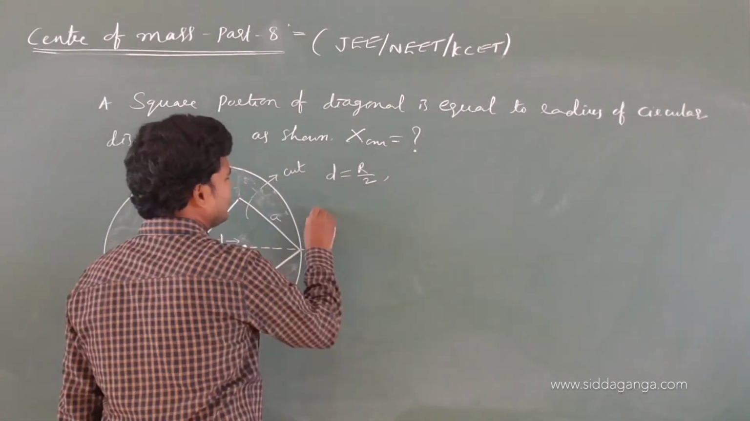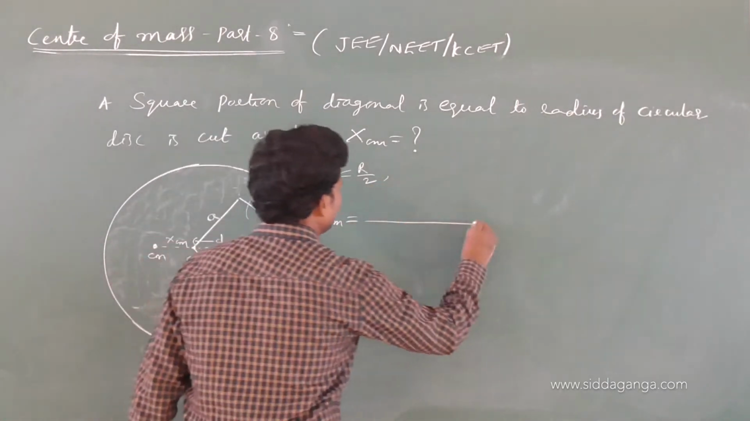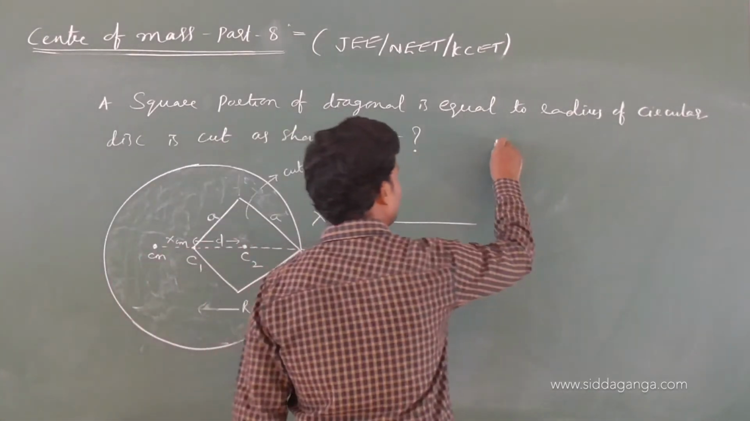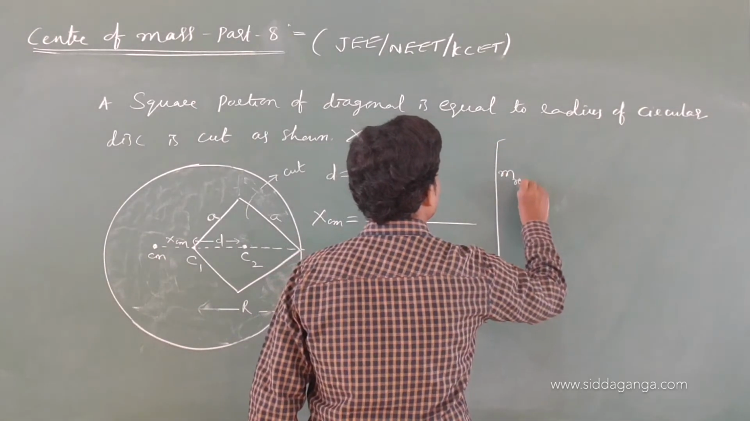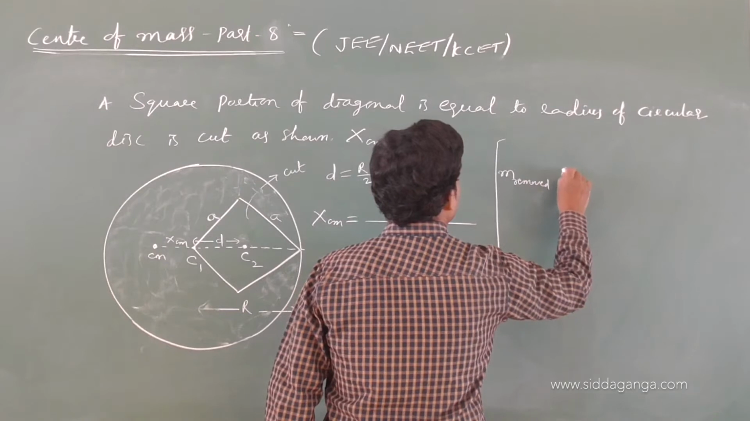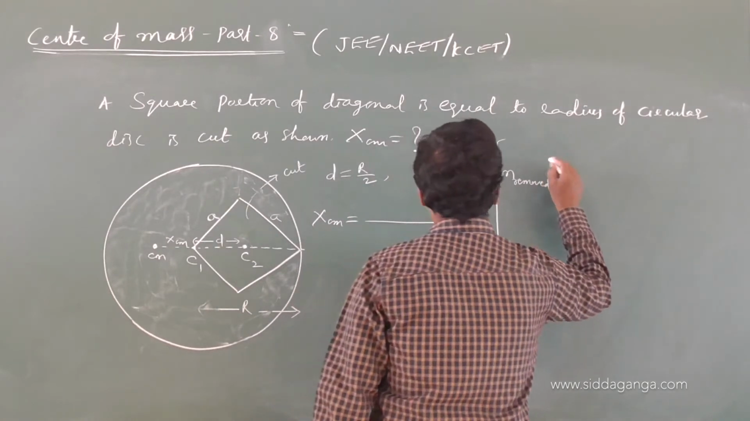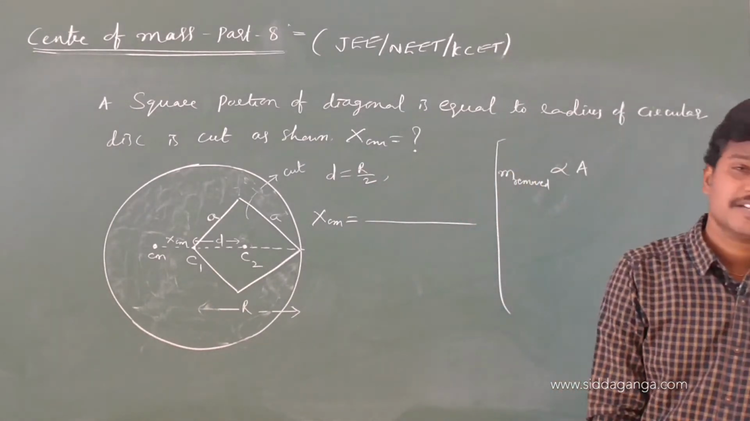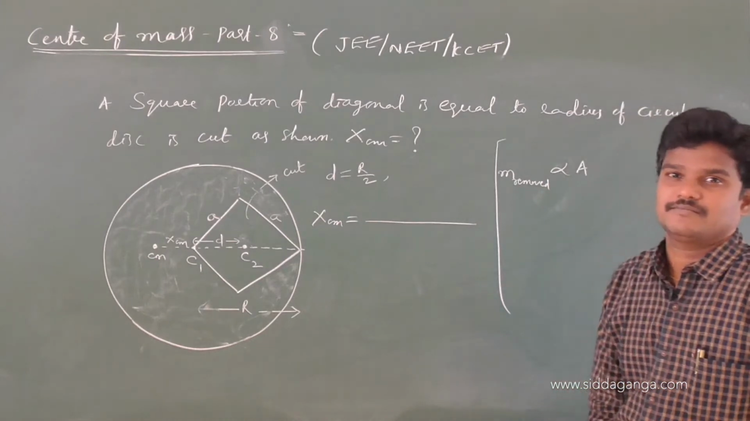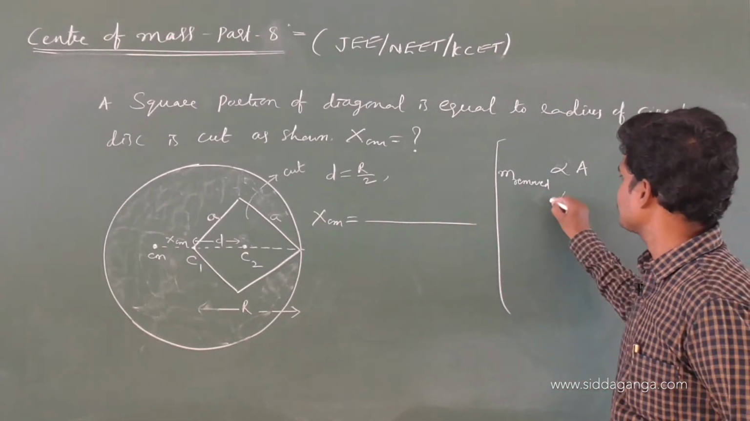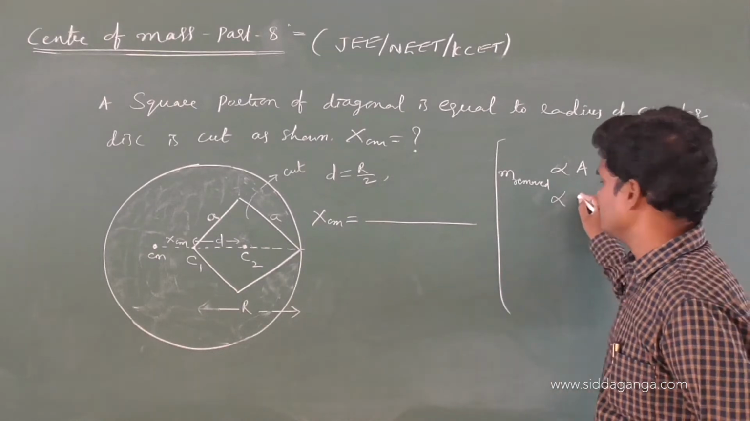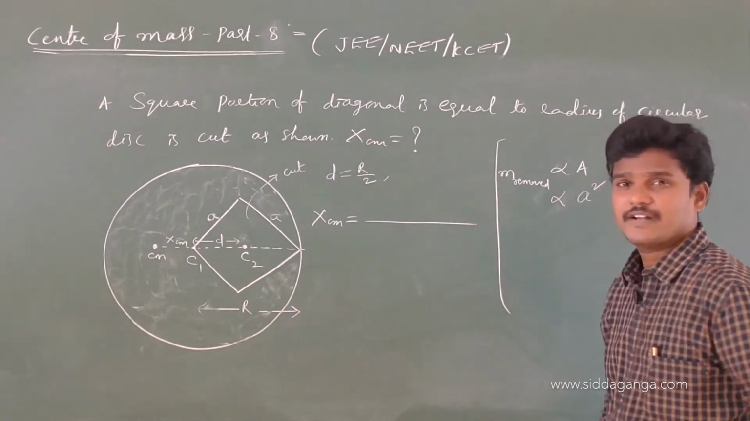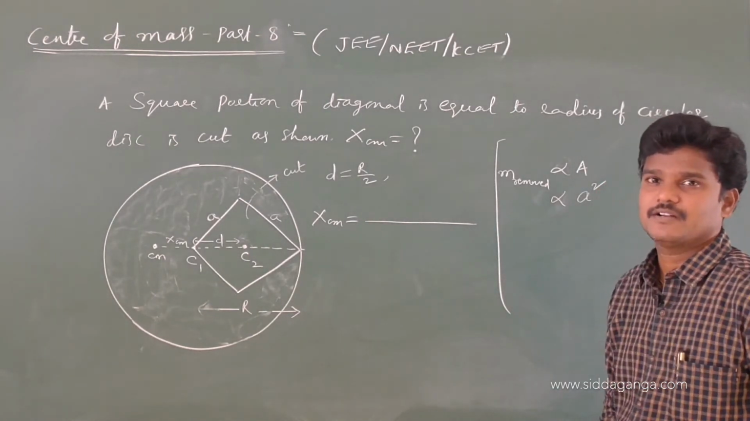Now, our formula. Shift in center of mass is equal to mass removed into distance divided by total mass minus removed mass. Let us see what is the removed mass and total mass. Removed mass is nothing but a square plate, so it is proportional to area. What is the shape of the removed mass? Square. Area of the square is A square, because sides are A.